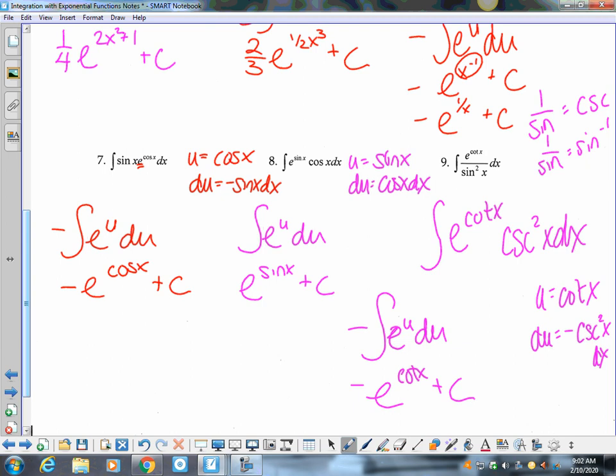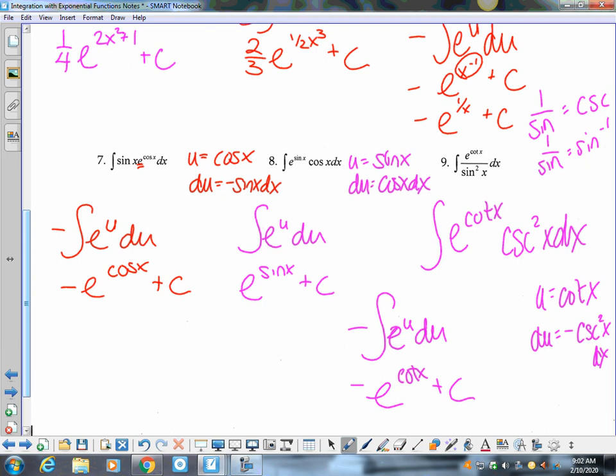Number 13 through 20. Okay, here's your hint for 13 through 20. U doesn't always have to be the exponent. Don't forget all the other rules you know. Because look at number 13. If you let your U be an X, what's your DX? Or what's your DU? If you let your U be X. So if you let your U be X, think about what number 13 would be.